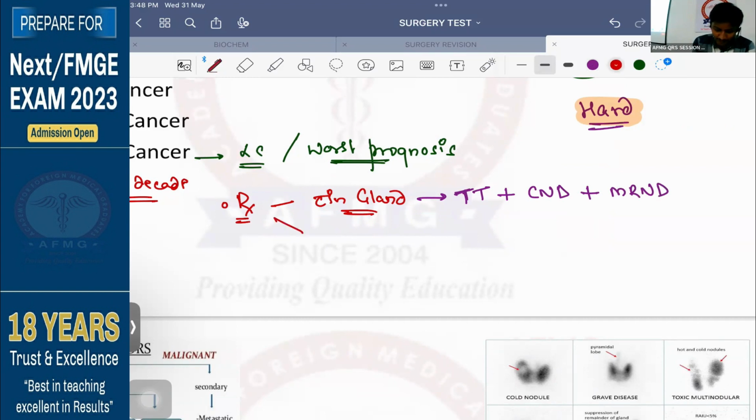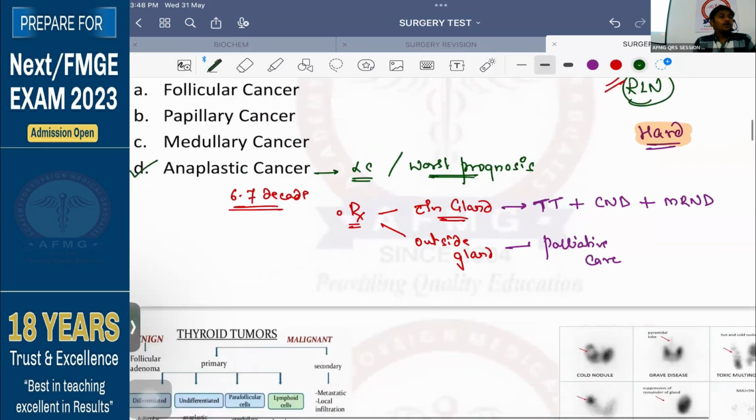But if the tumor spreads outside the gland, definitely we know now the patient cannot be saved. Here we will only go for a palliative care. ठीक है? याद रखना ये बात. That is important. No issues till anybody.